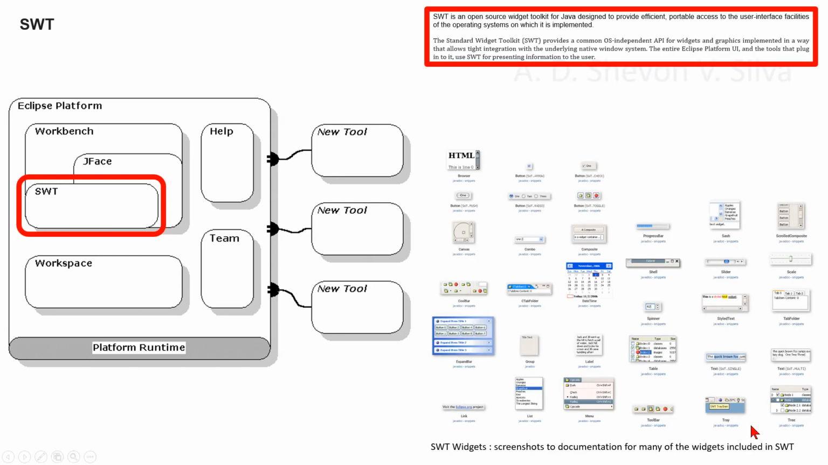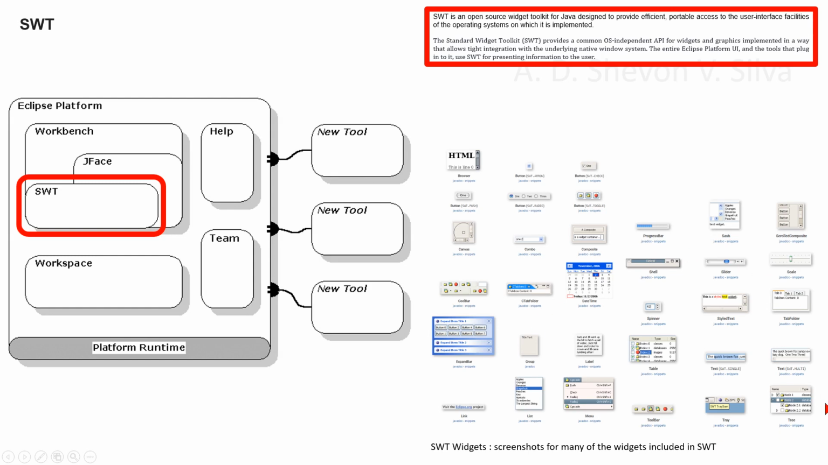Here you can see SWT widgets. These are screenshots of many of the widgets included in SWT. SWT widgets are located in the packages org.eclipse.swt.widgets and org.eclipse.swt.custom. Widgets extend either the widget or the control class. Several of these widgets are depicted here.